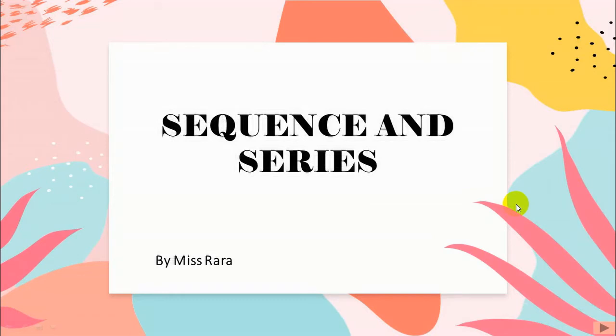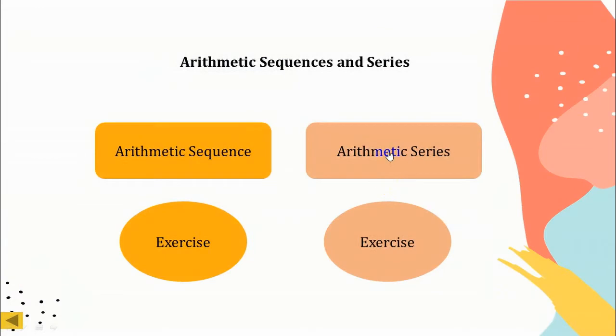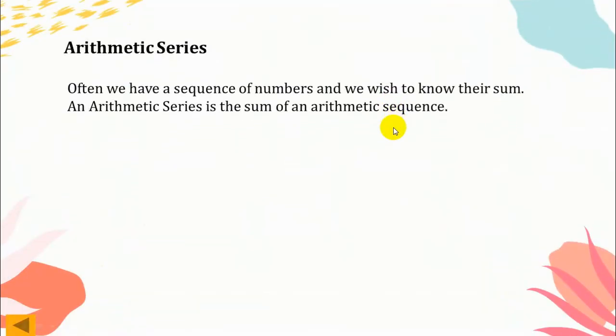Today we will learn about sequence and series. We already learned about sequence and series in the previous meeting, about the introduction to number sequences and about arithmetic sequences. But today we will talk about arithmetic series. So, what is an arithmetic series? Often, when we have a sequence of numbers and we wish to know their sum, it's called an arithmetic series. So an arithmetic series is the sum of an arithmetic sequence, everyone.